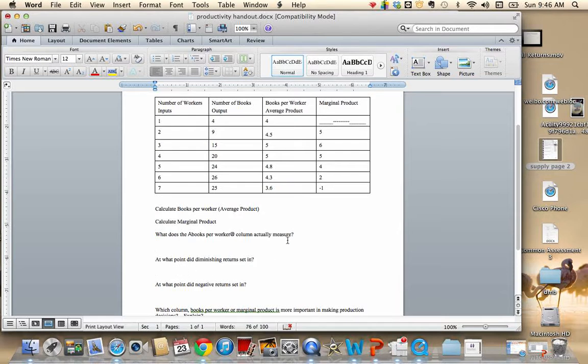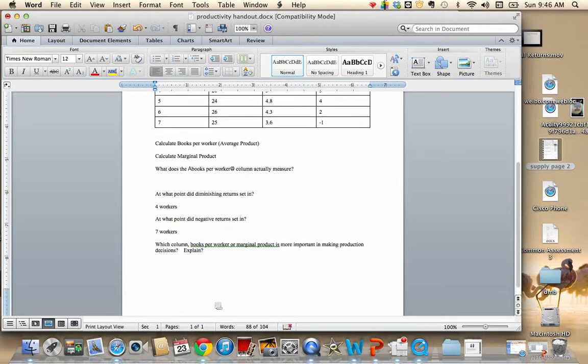So at what point did diminishing returns set in? Because remember, at first labor's contribution is positive. We go from making nothing to 5, and then we increase, so we have increasing returns. The moment we're still going up in terms of total product, but we're not going up as fast, that's the point where diminishing return sets in. So at 4 workers, diminishing returns is setting in. And at what point does negative return set in? The moment our productivity actually starts to go backwards, and that's at 7 workers.